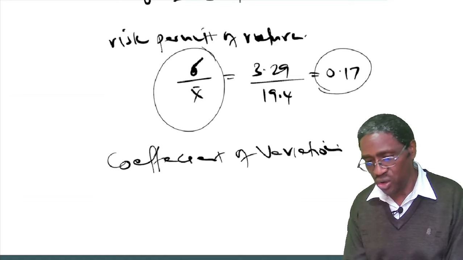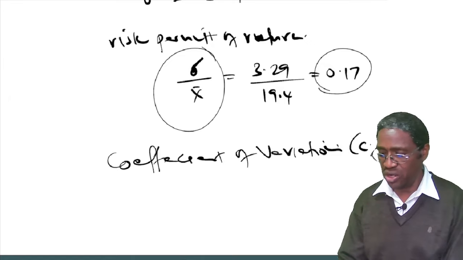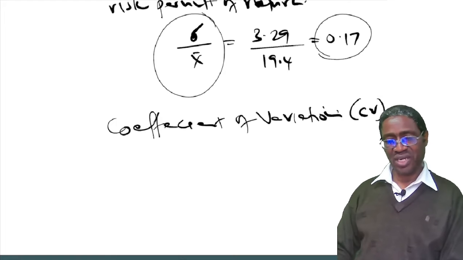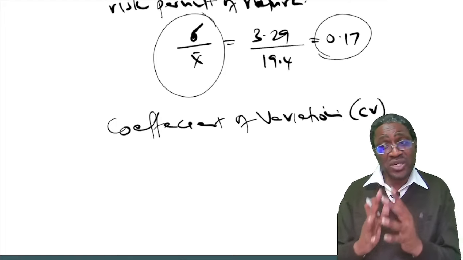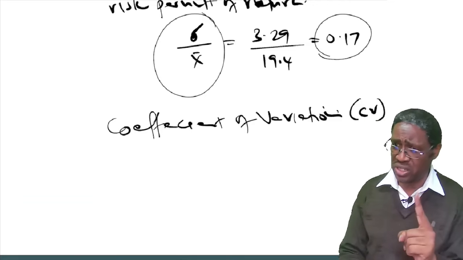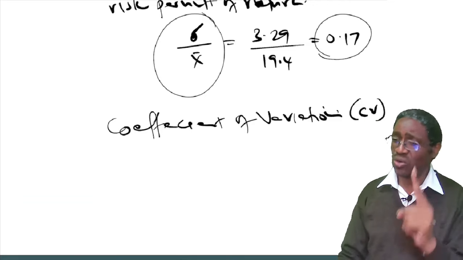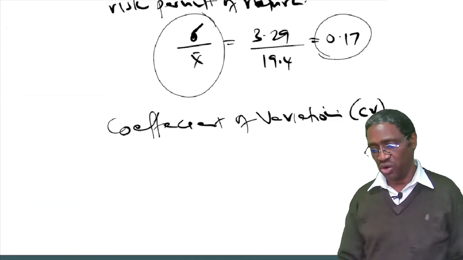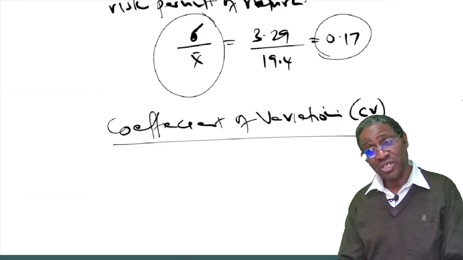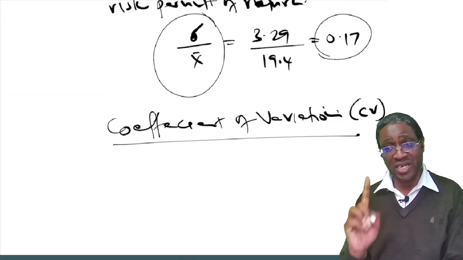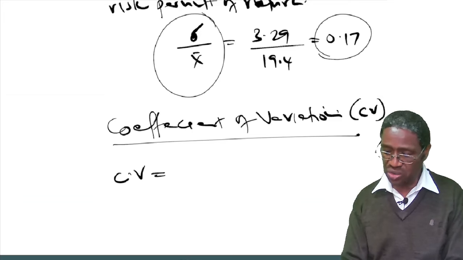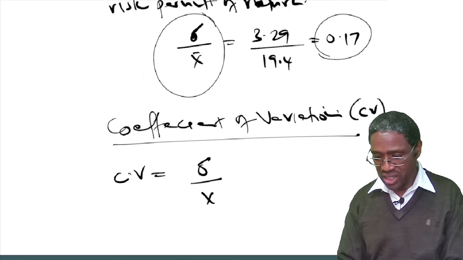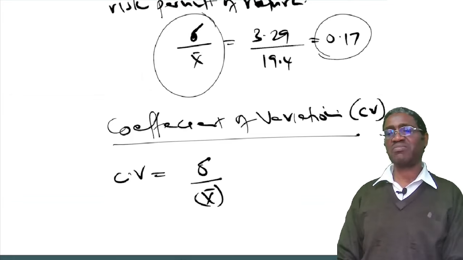The coefficient of variation, in short we normally call it CV. This coefficient of variation is also known as the risk per unit of return. To get this coefficient of variation, we take the standard deviation and divide that by the mean, x bar.